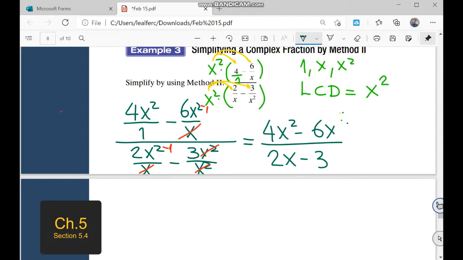And I gotta tell you, it's better if you apply method number 2, as I told you, if you have more than one fraction on the numerator and more than one fraction on the denominator. If not, I think method number 1 is the best.